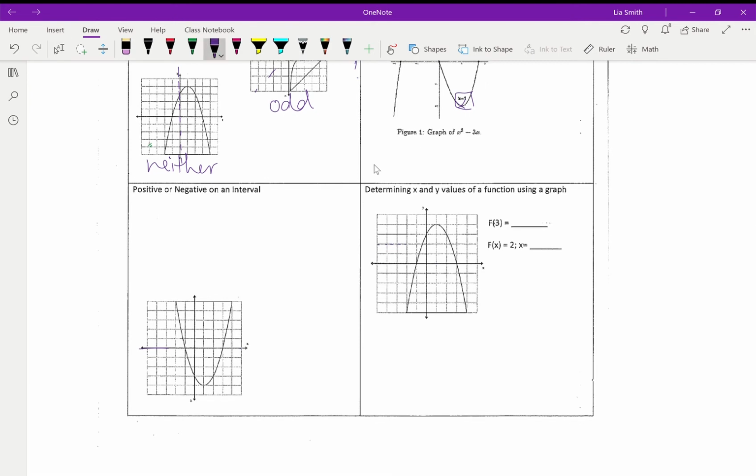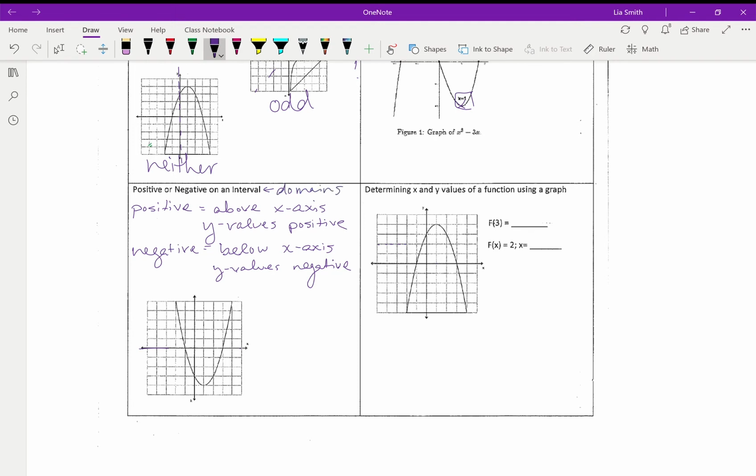We then have positive and negative intervals. Positive means that it is above the x-axis, which means your y values are positive. If it's negative, that means it is below the x-axis, which means your y values are negative. And you write these as intervals based off of the domains. All of these descriptions are always off the domains.